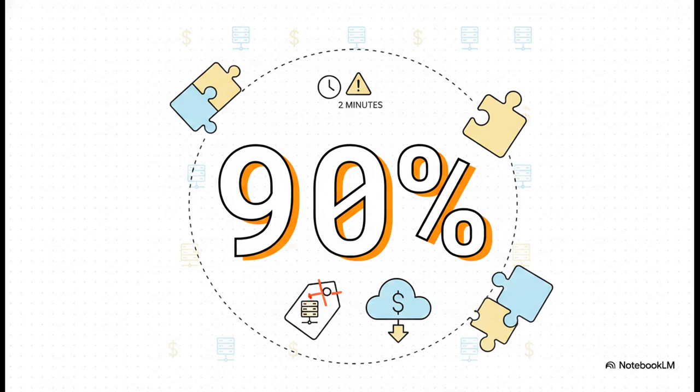Now, I want you to really lock this next part in because it's a massive exam tip. That huge 90% represents the potential cost savings you can score if you use Amazon EC2 spot instances. Spot instances basically allow you to bid on unused AWS computing capacity. They are incredibly cheap, literally up to 90% cheaper than standard on-demand pricing. But here is the catch that the exam absolutely wants you to know. Spot instances can be interrupted and reclaimed by AWS at any time with just a 2-minute warning.